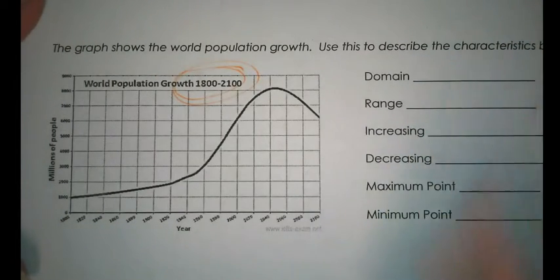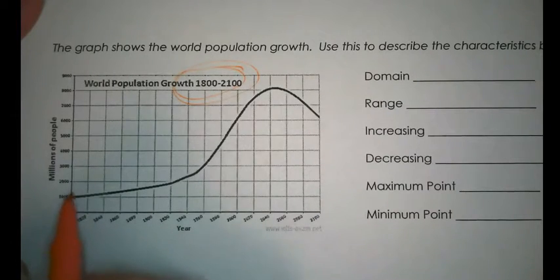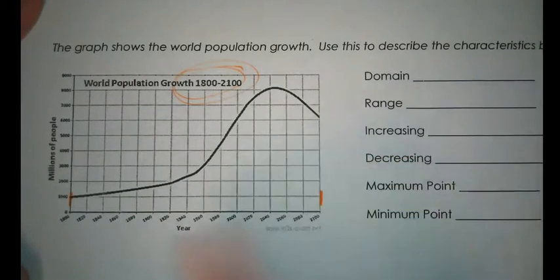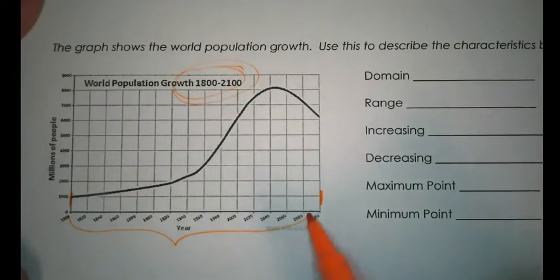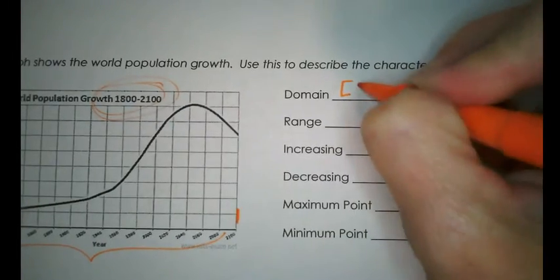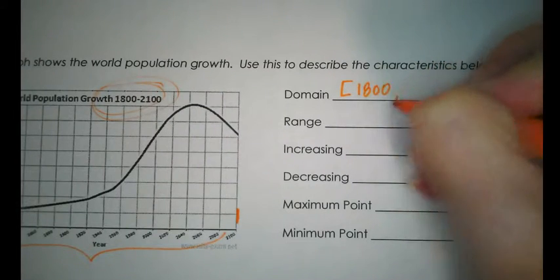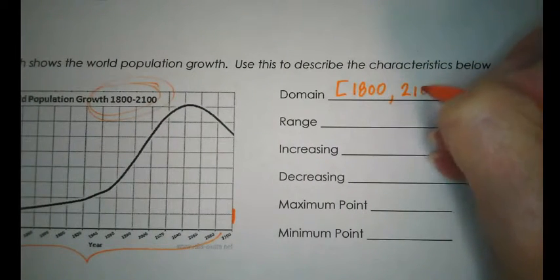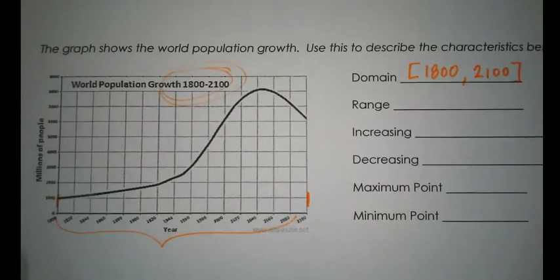So first up is domain. Domain is going to span the graph on the x-axis. So that is our time, which is in years. And that went from 1800 to 2100. So that takes care of our domain.